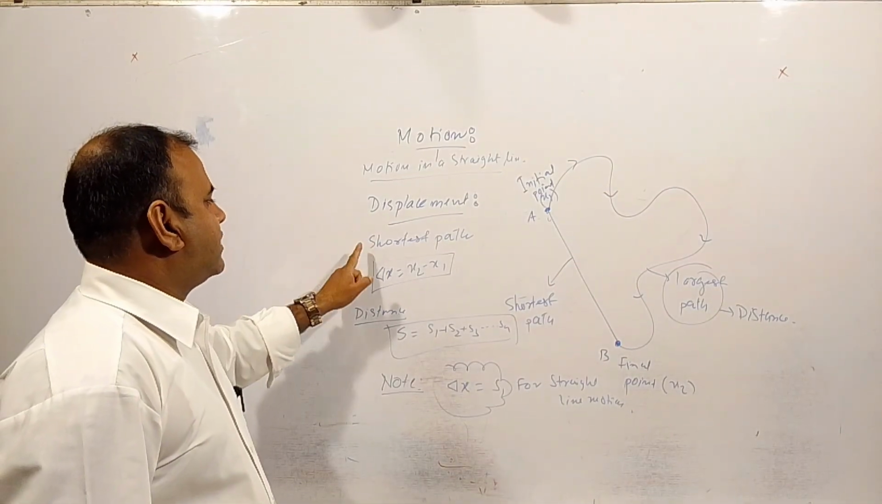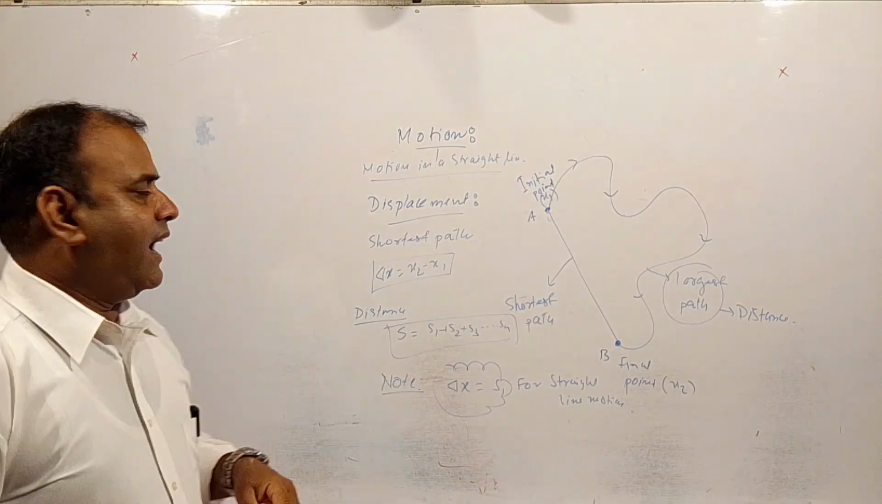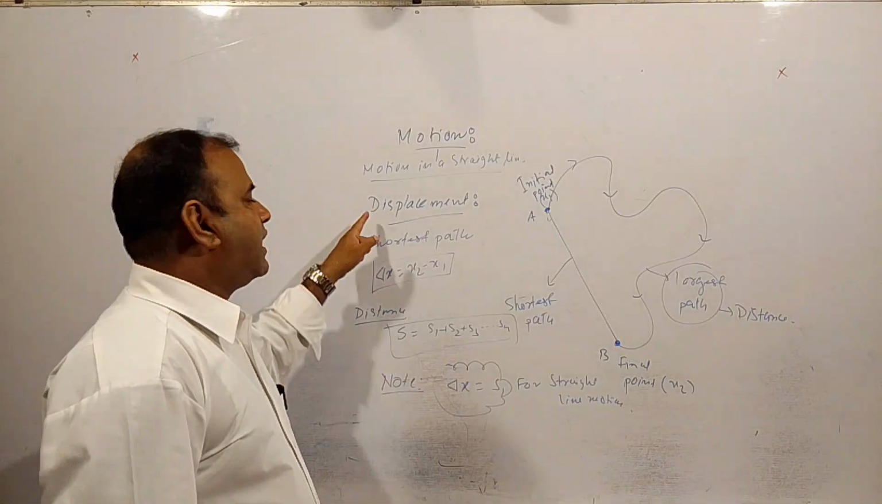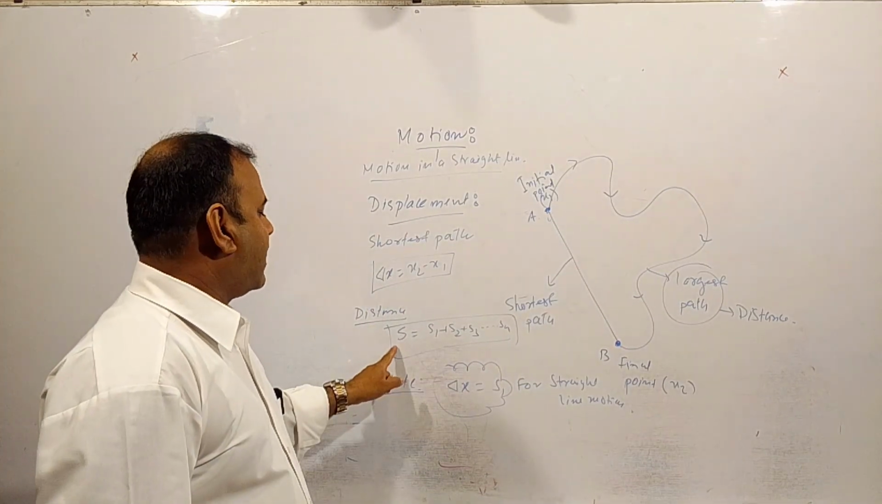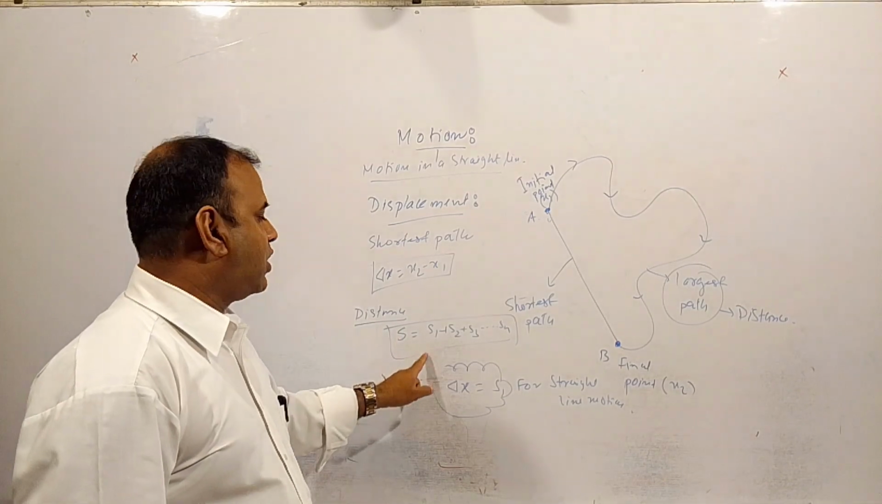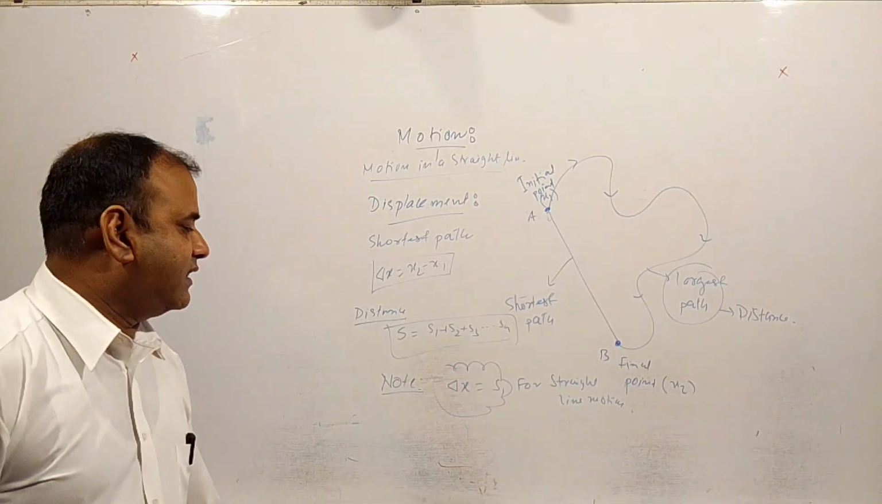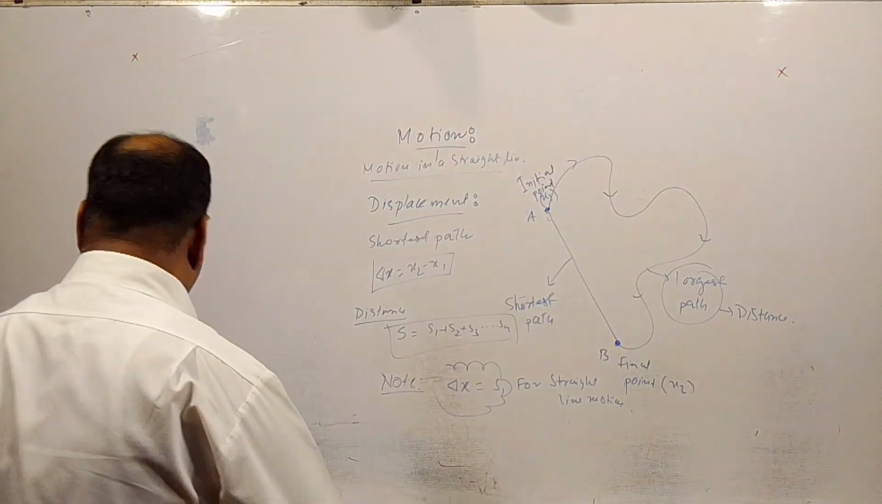Displacement means the shortest path and distance is the largest path. In case of the shortest path, you remember delta x is equal to x2 minus x1. In case of the largest path, you remember total distance s is equal to s1 plus s2 plus s3 like this. So this is the distance and displacement.